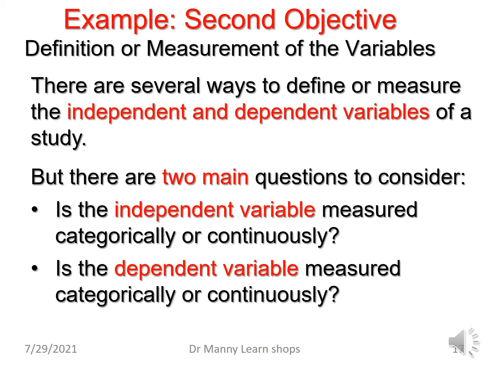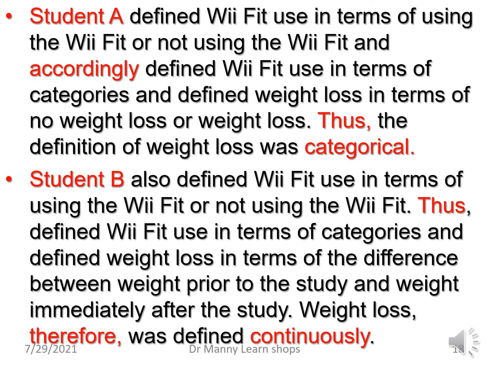Second objective, the definition or measurement of the variables. There are several ways to define the measurement of the independent and dependent variables of the study. But there are two main questions to consider. Is the independent variable measured categorically or continuously? And is the dependent variable measured categorically or continuously?